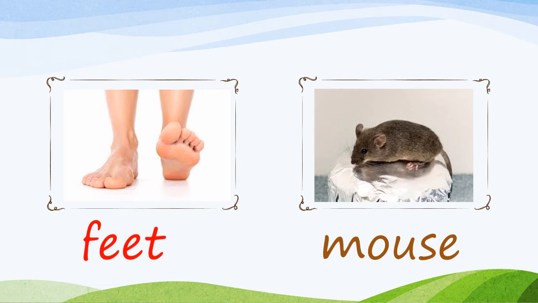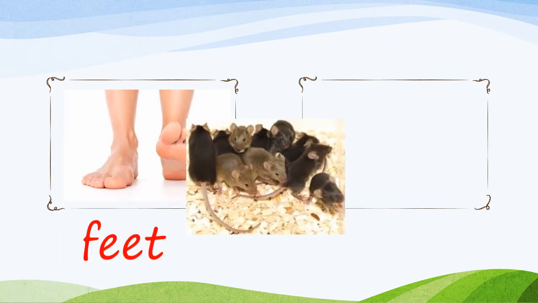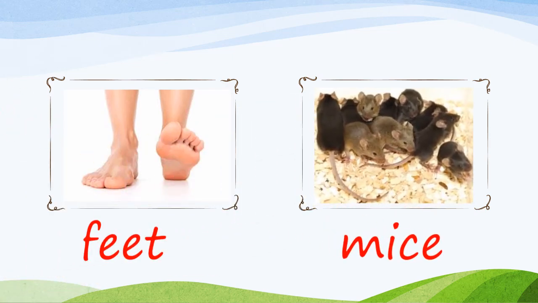Look at the second picture. What is this? Mouse. And how do we spell mouse? M-O-U-S-E. Now one mouse and more than one, mice. So the spelling changes to M-I-C-E, mice.